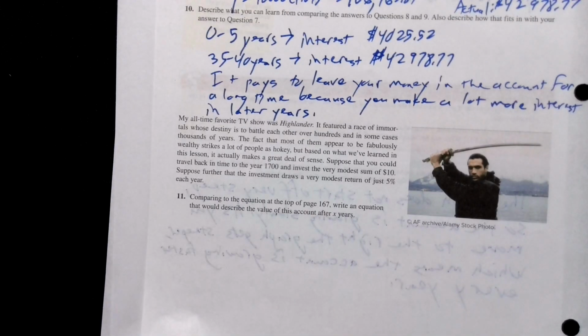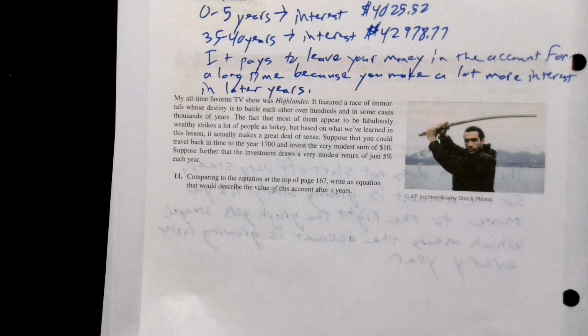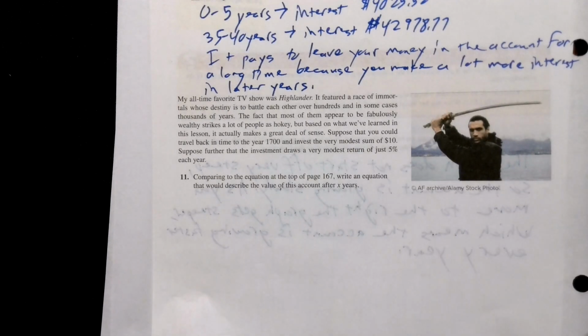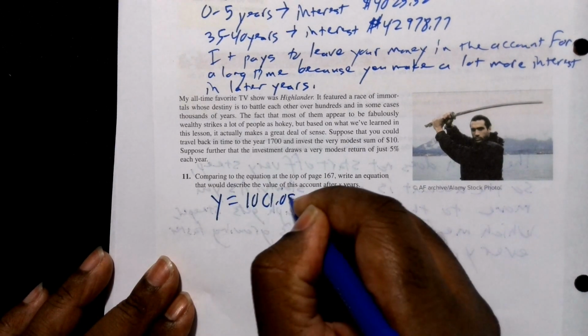Okay, now we come to the last problem of this first portion of section 2.5. It says, my all-time favorite TV show was Highlander. It featured a race of immortals whose destiny is to battle each other over hundreds and sometimes thousands of years. The fact that most of them appear to be fabulously wealthy strikes a lot of people as hokey, but based on what we've learned in this lesson, it actually makes a great deal of sense. Suppose that you could travel back in time to the year 1700 and invest the very modest sum of $10. Suppose further that the investment draws a very modest return of just 5% each year. Comparing to the equation at the top of page 167, write an equation that would describe the value of this account after X years. So it'll be Y is equal to 10 times 1.05 to the X power.